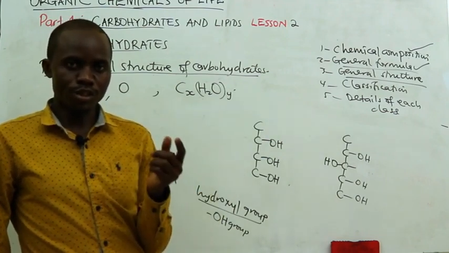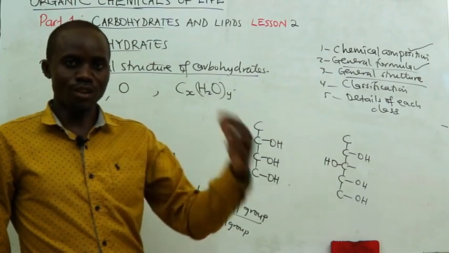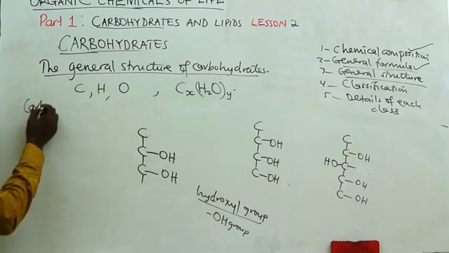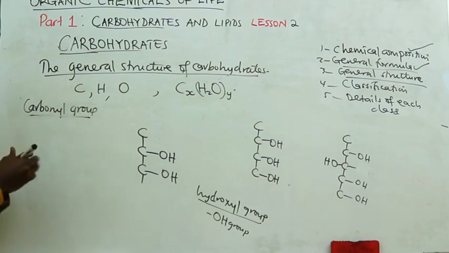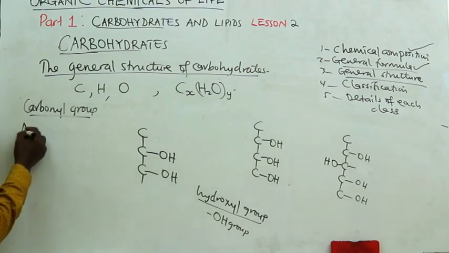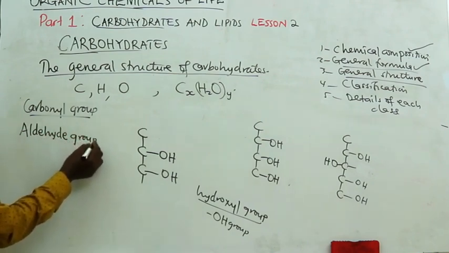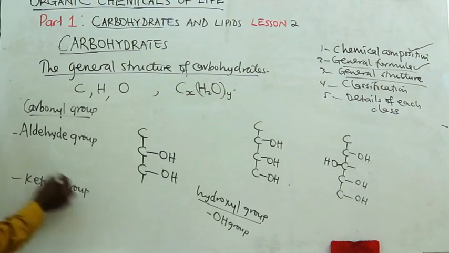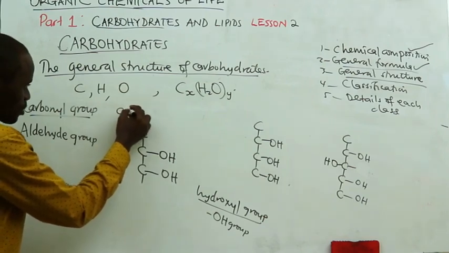Now that remaining carbon atom which does not have an OH group forms another group, and that's what we call the carbonyl group. In organic chemistry, we shall find that we have two types of carbonyl groups. We have what we call an aldehyde group, and a ketone group.